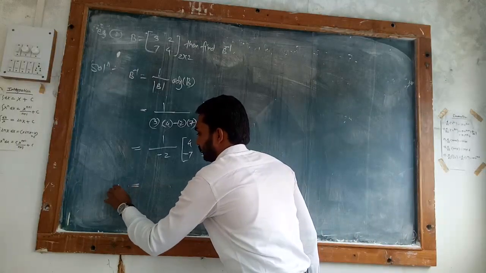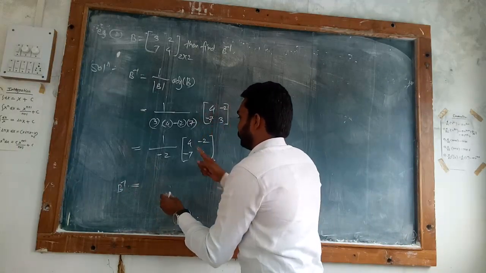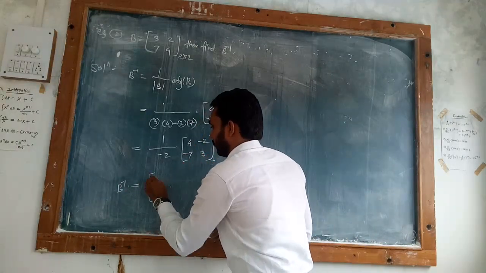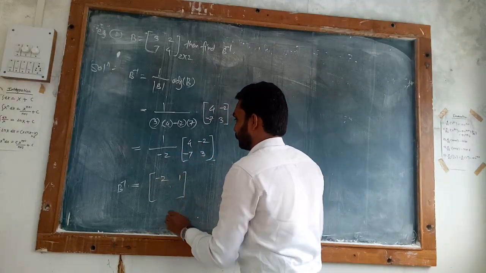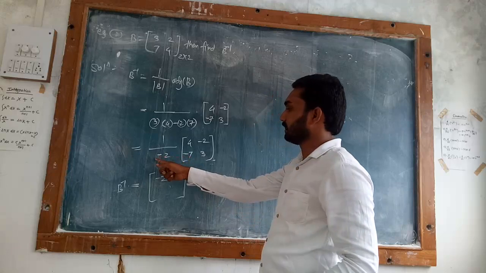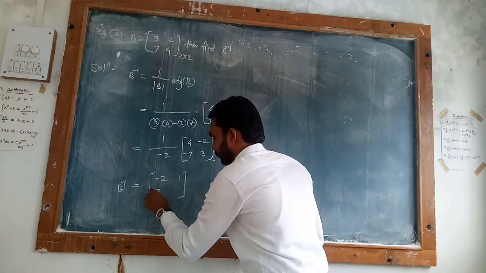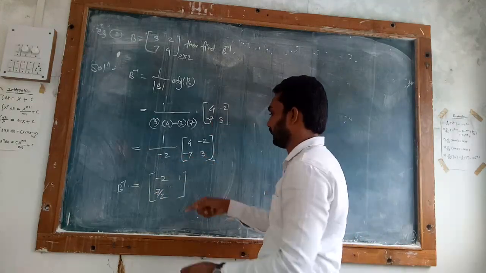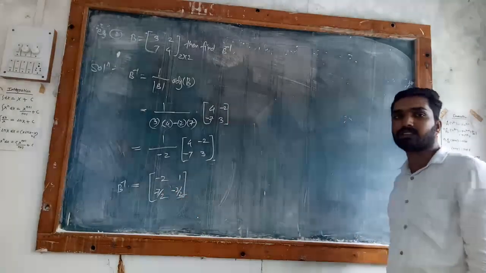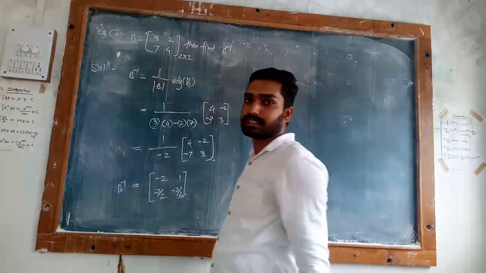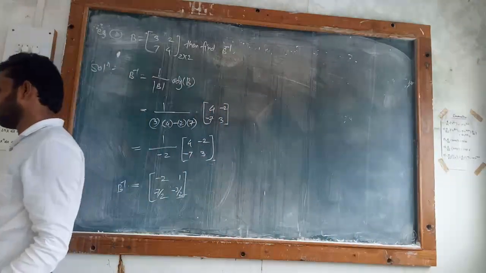So B inverse becomes 4 upon minus 2, which is minus 2. Minus 2 upon minus 2 becomes 1. Minus minus plus 7 upon 2. The last entry is minus 3 upon 2. This is your B inverse. Now let us take another point.